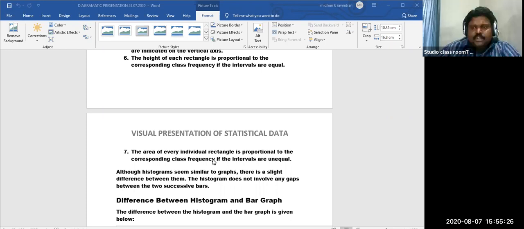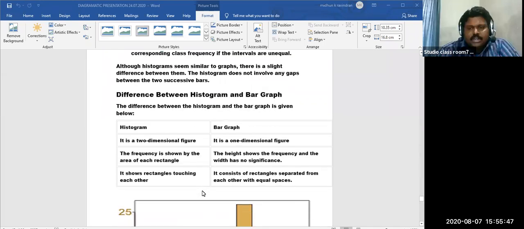Although histograms seem similar to a bar graph, there is a slight difference between them. The histogram does not involve any gaps between two successive bars. That is the most important case here. There is no gap between the consecutive bars.